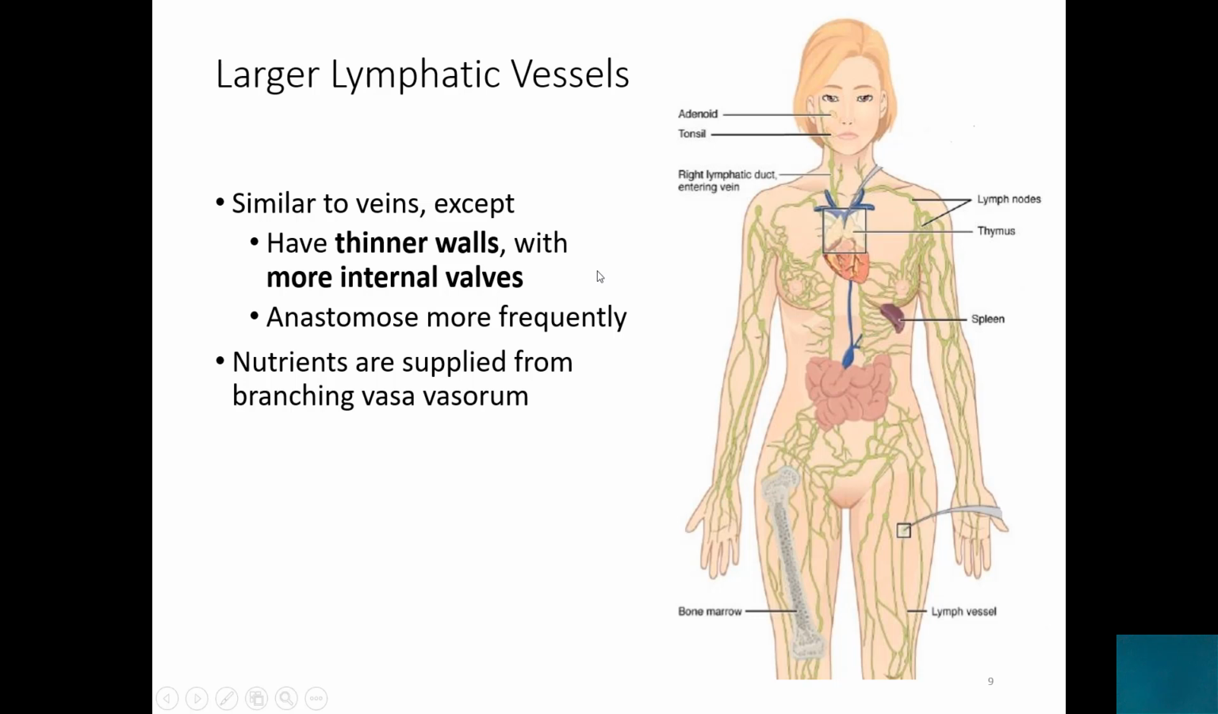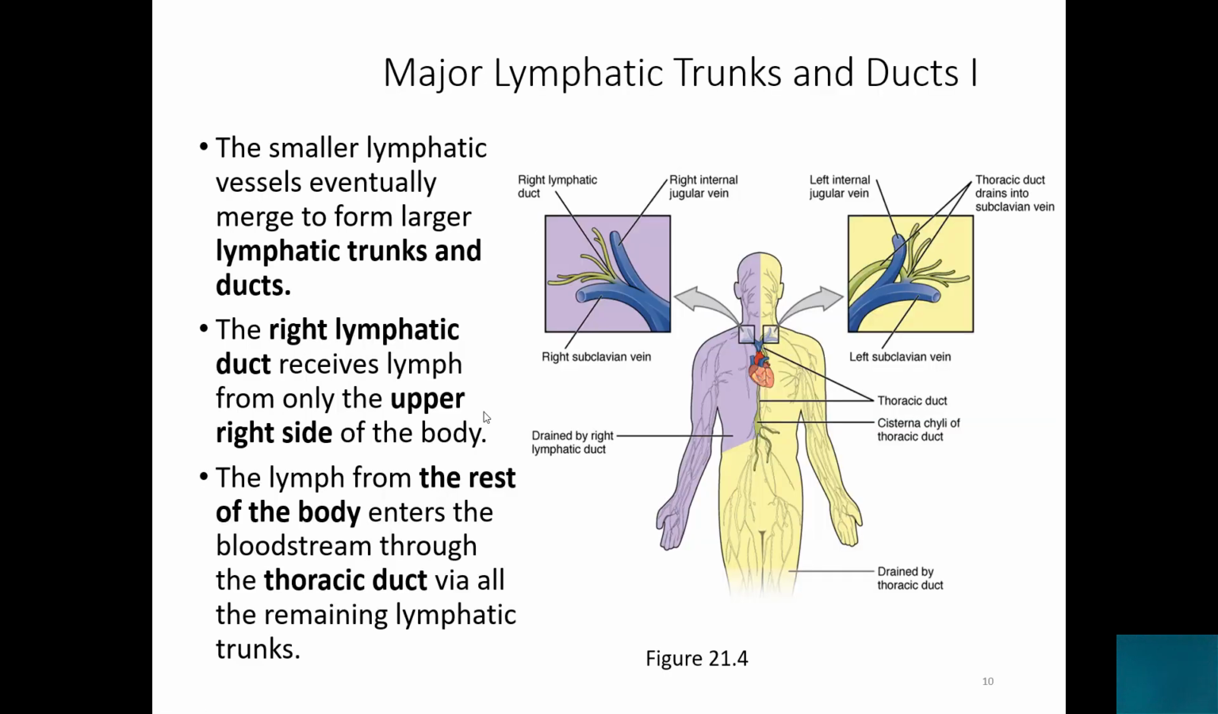Large lymphatic vessels that are going through our arms, legs, and trunk have thinner walls if we compare them to veins, and they have more internal valves, but actually they have a very similar structure to the veins. The anastomoses interconnect more frequently, and the nutrients are supplied to the walls of large vessels through the vasa vasorum, tiny blood vessels, the same way it happens with large blood vessels.